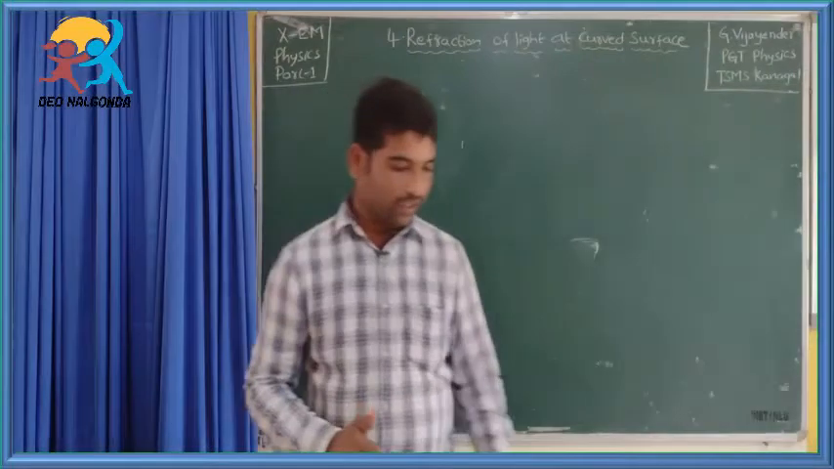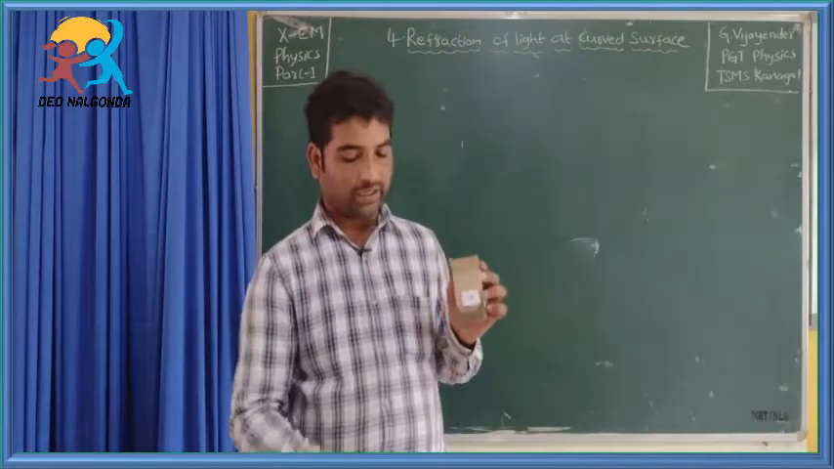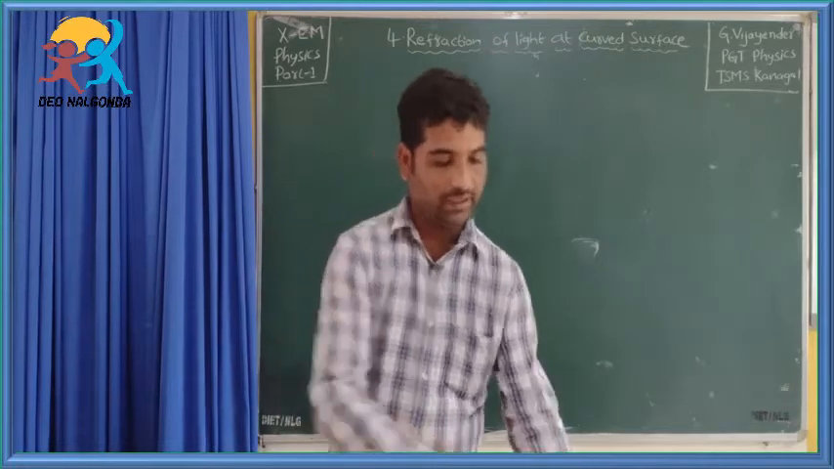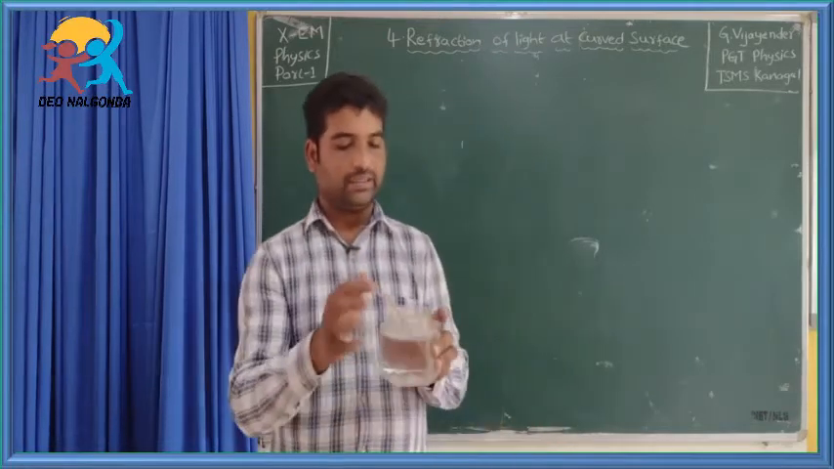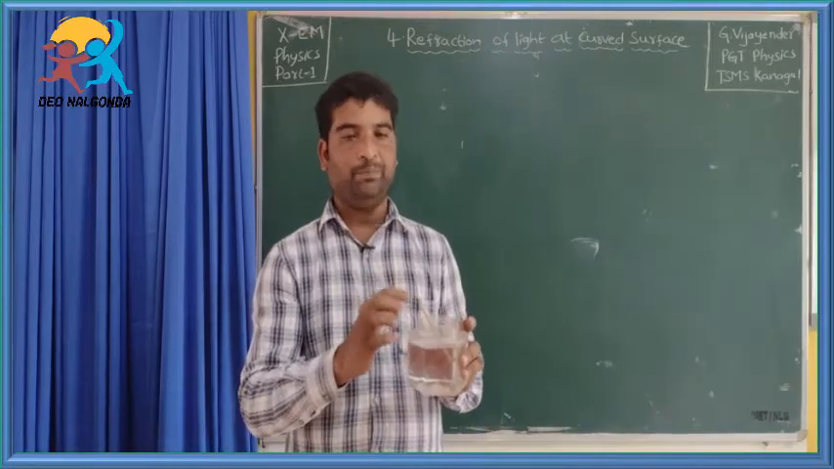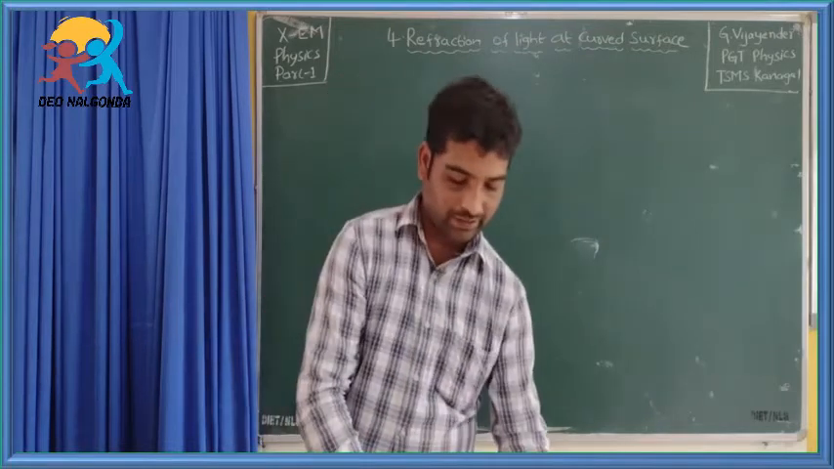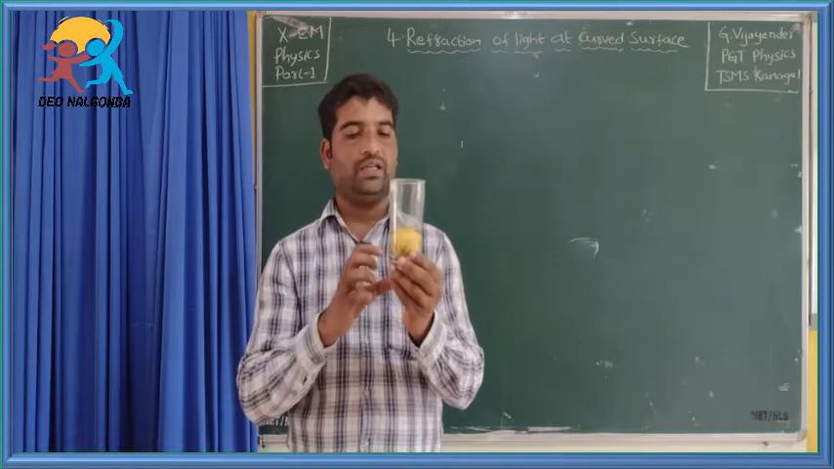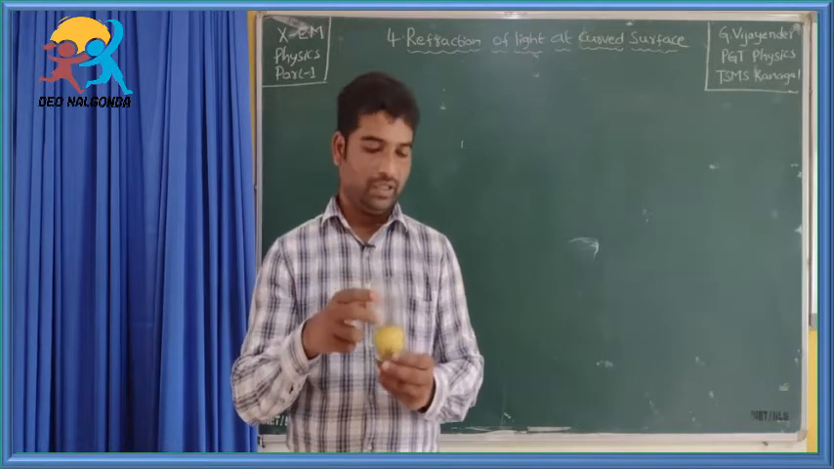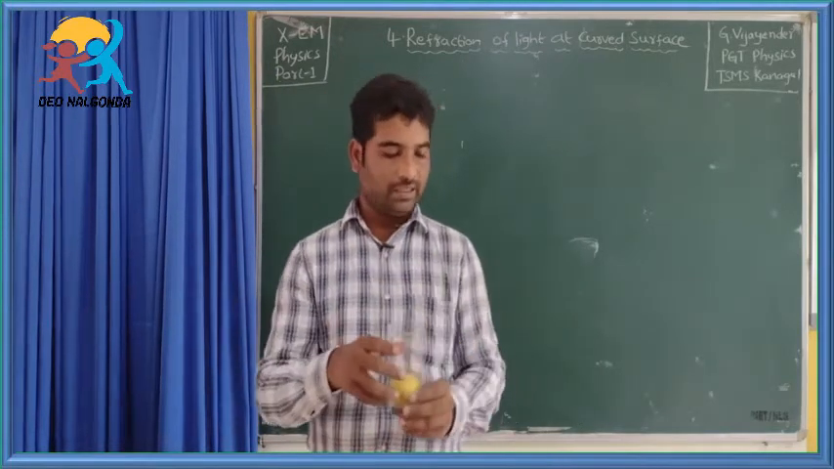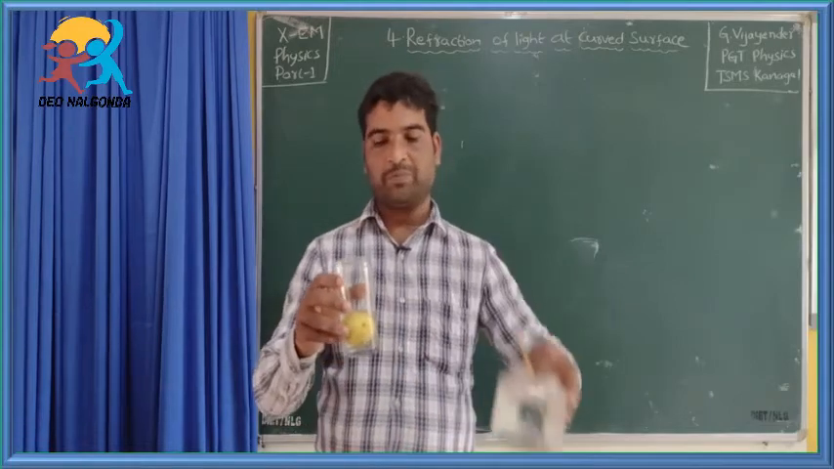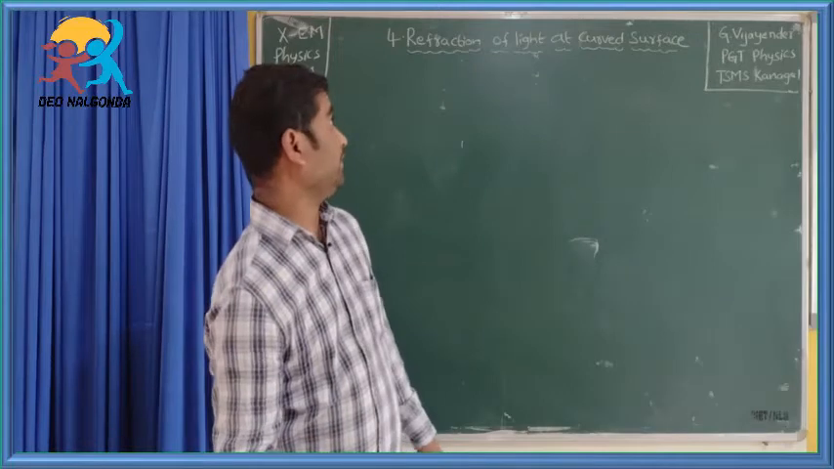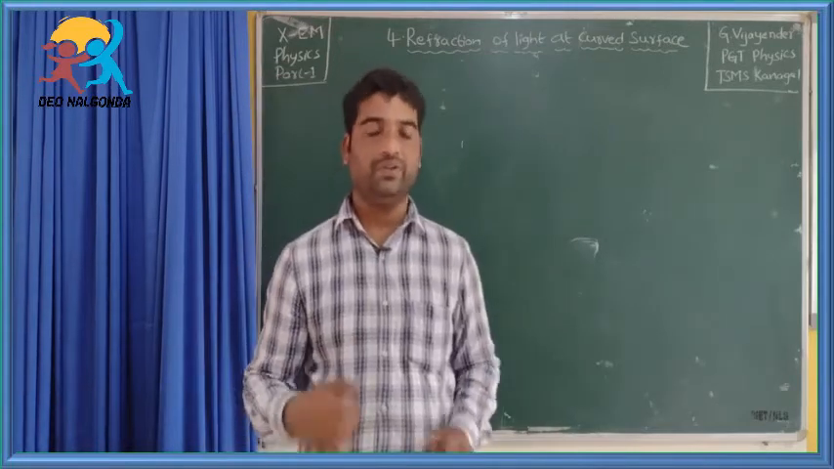Now, why has the direction of the arrow mark changed, why has this stick appeared bent, and third, why has the lemon appeared bigger in the water vessel? Because in all these cases, these are transparent media. We have the answer in this chapter, that is, refraction of light at curved surfaces.